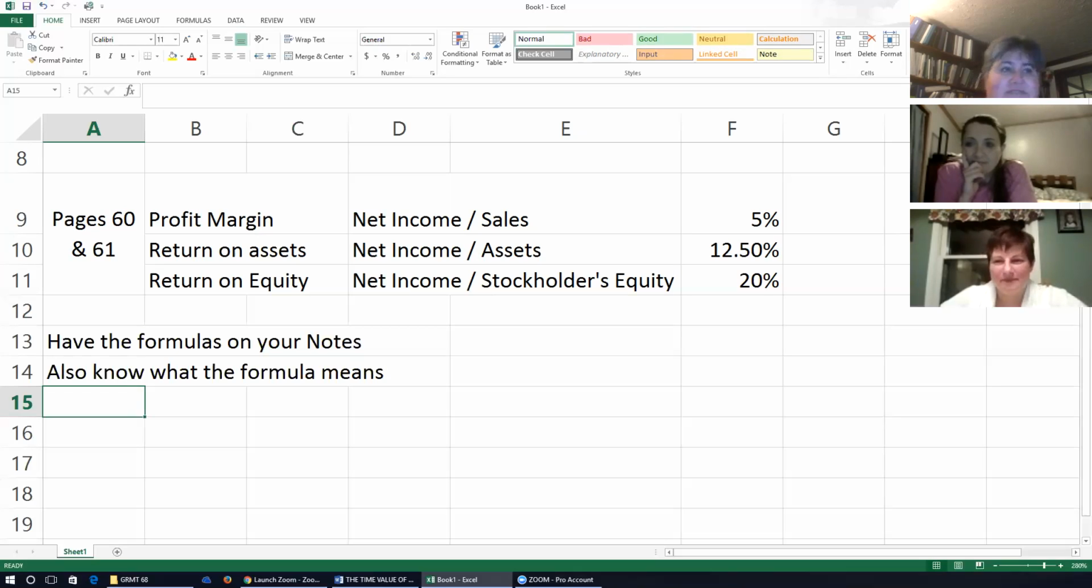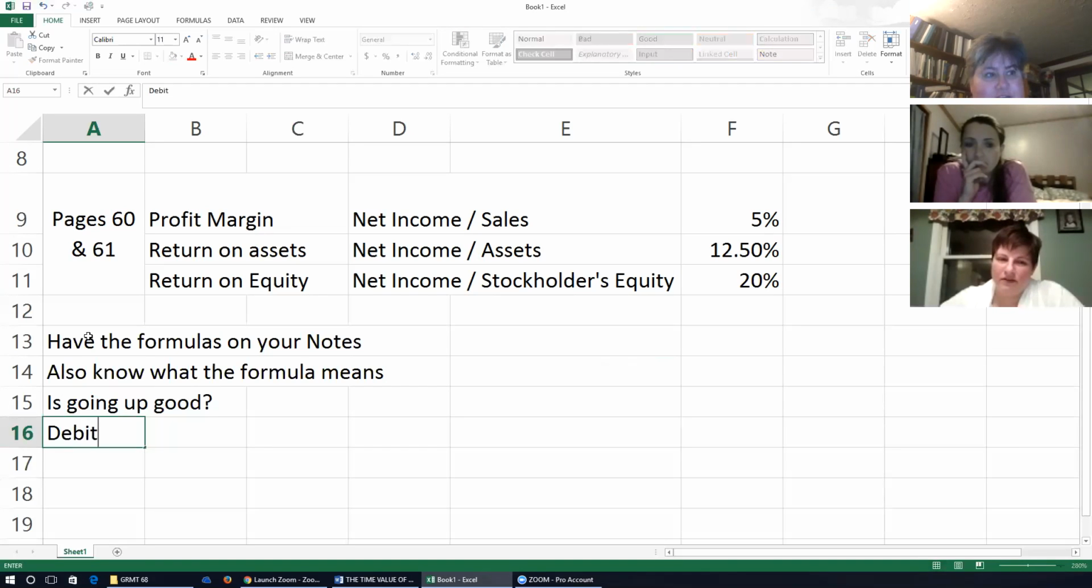So you need to understand that as you look at the answers you get in computing the ratio, what do they mean? And if they're going up over the years, is that a good thing? Is going up good? Most of the time it is. Most of the ratios are meant to going up is good, but not all of them. You have one called the debt ratio, how much debt you have.